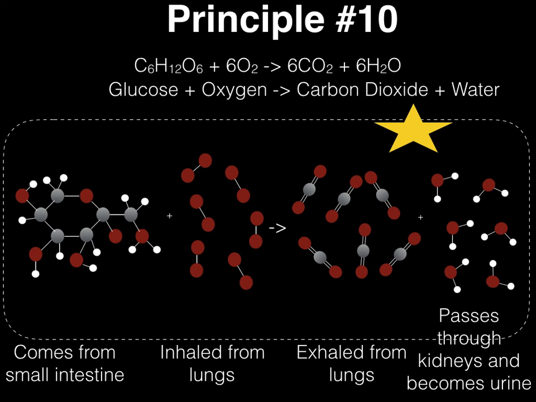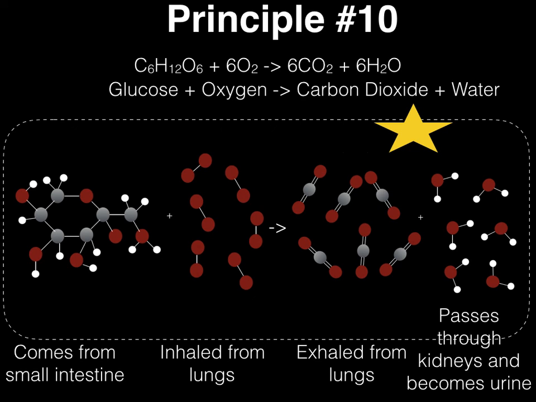So let's sum up the full picture. Remember that glucose is coming from your small intestines and it's having a chemical reaction with the oxygen inhaled from your lungs. Then it creates waste products that are exhaled from your lungs and water that is passed through the kidneys. But out of that chemical reaction, you get energy in itself.